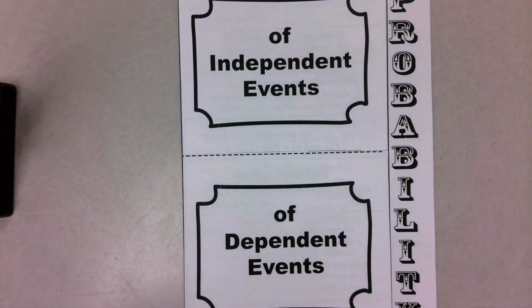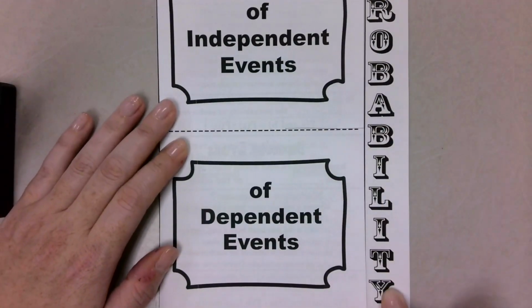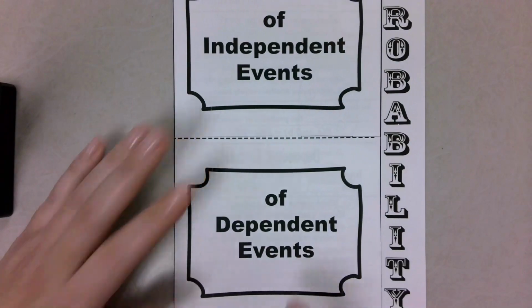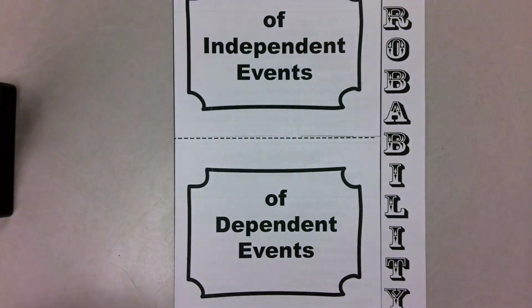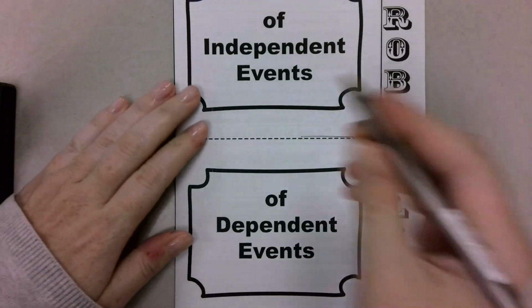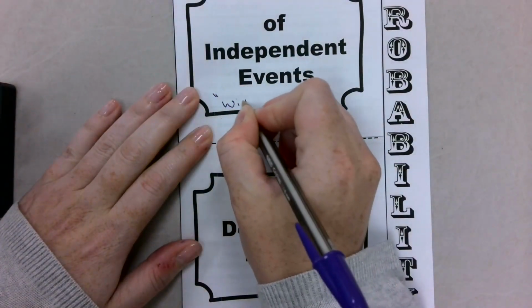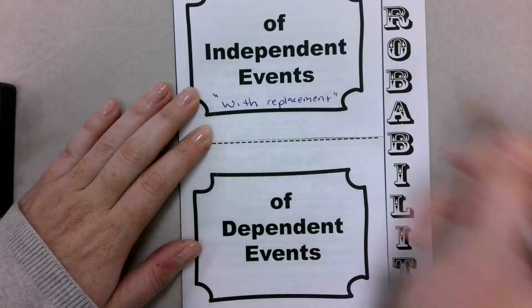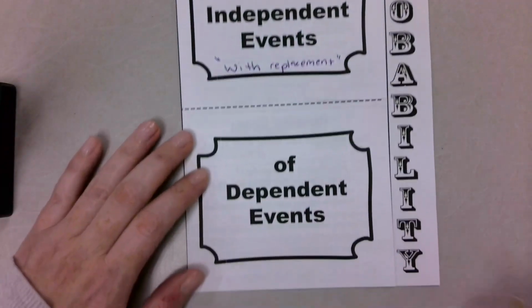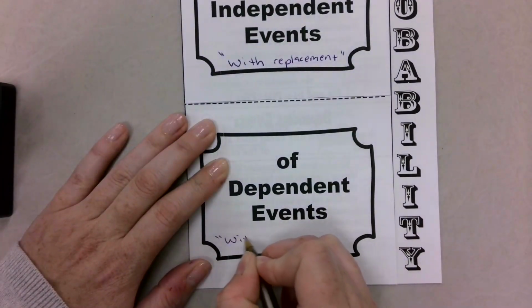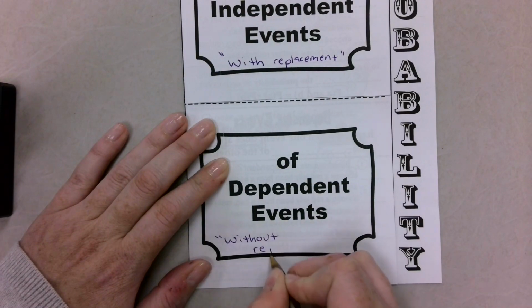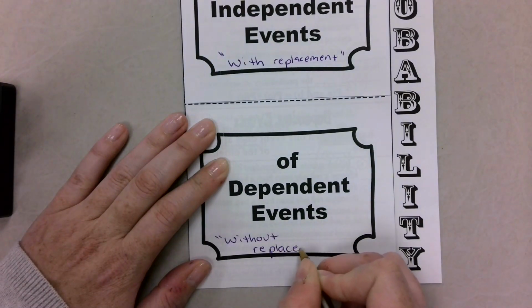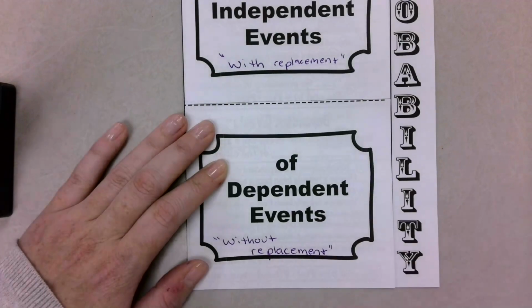Good evening, everybody. I am here to present to you this lovely foldable about the probability of independent events and dependent events. Hopefully you remember from today's class what the difference is between them. The independent events are when things happen with replacement. So that's like when we pick a marble and we put it back. Dependent events are without replacement. And that's when we take a marble and we keep it and we choose another marble.